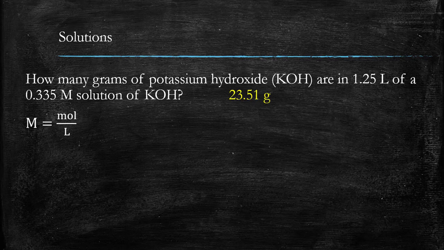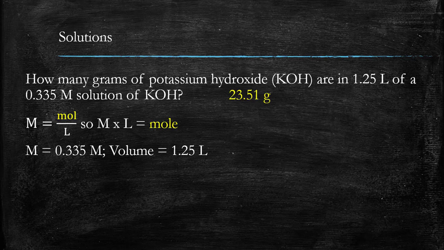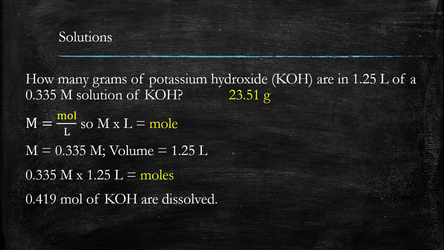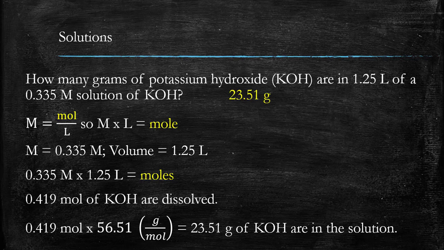We start with the basic equation, identify that we're looking for moles, and so we can rearrange. The molarity is 0.335 molar. The volume is 1.25 liters. Plug in the values, and we get 0.419 moles of potassium hydroxide are dissolved. But the question asks for grams. Moles times molar mass equals grams. Plug in the values, and you see that the answer is 23.51 grams.